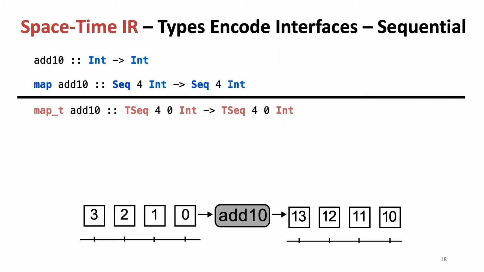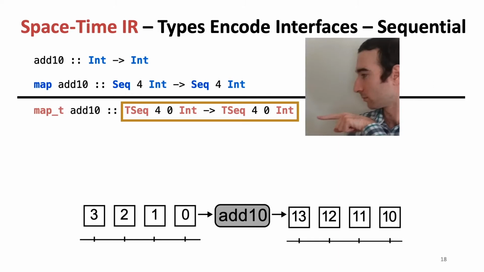Aetherling can also use map-T, or map in time, to describe a fully sequential accelerator that processes all elements on separate clocks. The circuit diagram shows a 1-element per clock circuit. The 4 elements in the stream arrive on separate clocks, are processed one at a time, and depart on separate clocks. The type signature of map-T specifies the circuit's timing. tseq4int, or time-seq-4-int, is a sequence where all 4 elements occur on different clock cycles, one after another. Please hold off on the 0 in the tseq type. I'll explain that in a second.